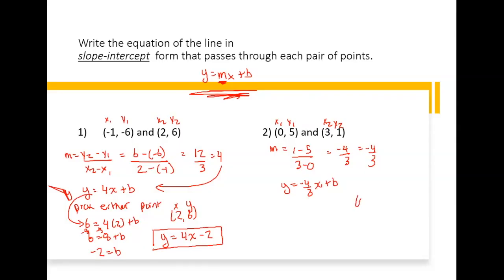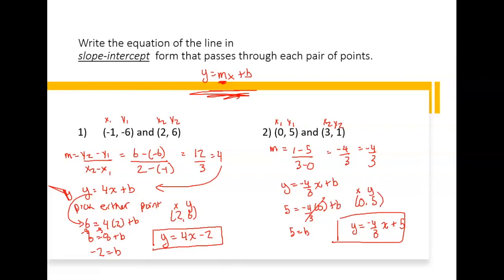Now I'm going to pick any point. I'm going to pick 0 and 5, my x and my y, and sub that point in. Pick either point, sub it in. My y is 5. My x is 0, which makes this much easier, which is why I picked this one. This becomes a 0, right? So I get 5 is equal to b. And my equation is -4/3 x plus 5. And I'm done.